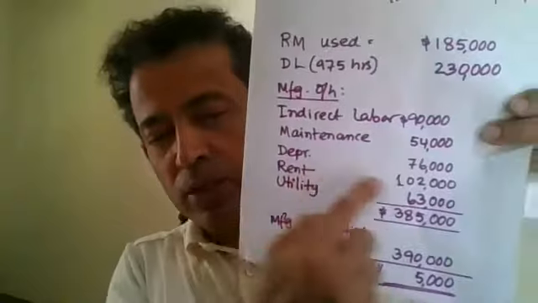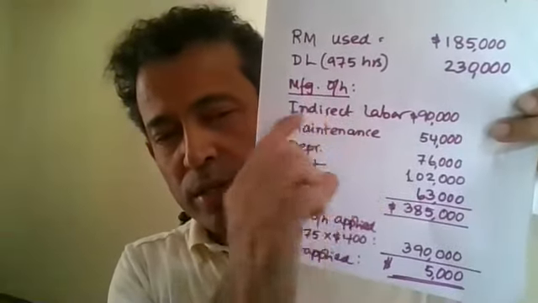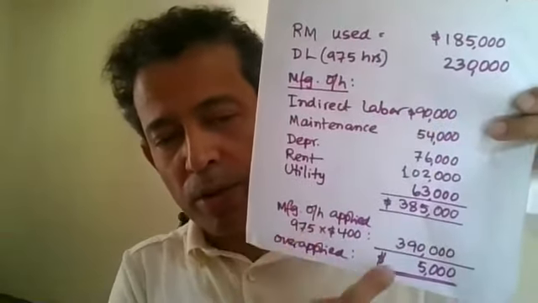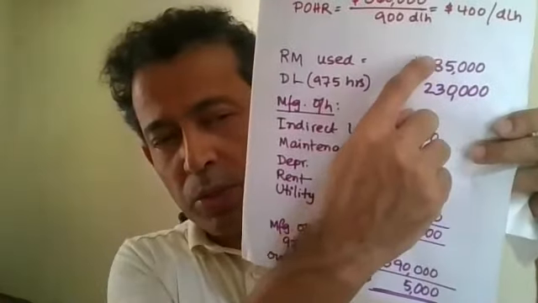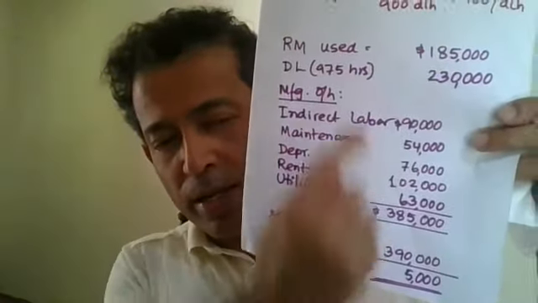Anyway, so these 3 are the total. This is the total manufacturing overhead, but applied was 390. So materials used, labor used, and applied, these 3.